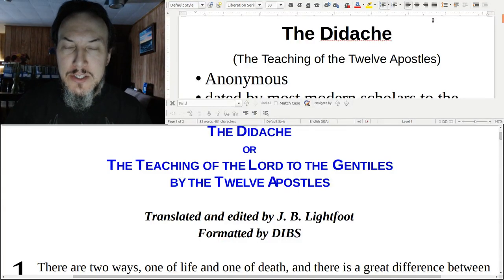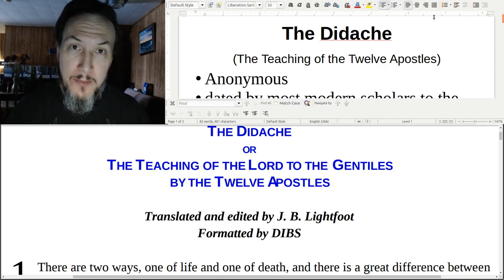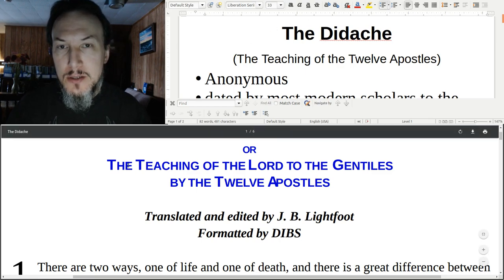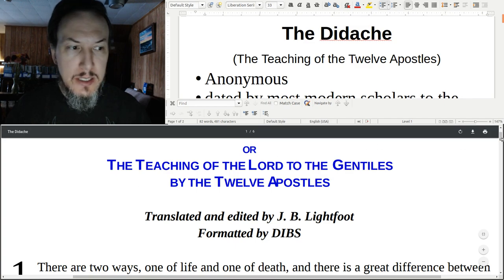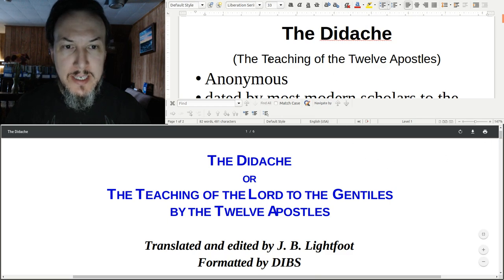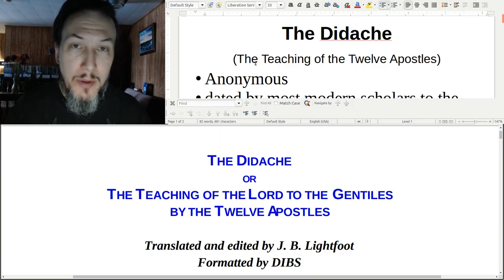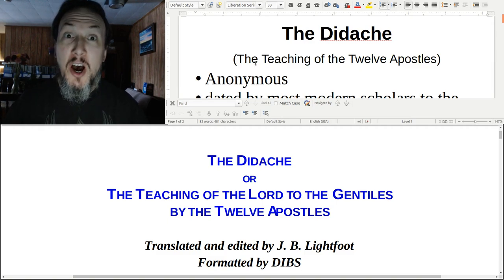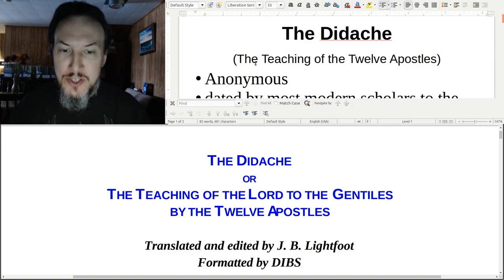Shalom. So what is the Didache, and why should we study the Didache? Now, the word Didache comes from a Greek word which means training or teaching. This particular document is a first century document, and it's called the Didache, or the teaching of the 12 apostles, or in a more long form, the teaching of the Lord to the Gentiles by the 12 apostles.